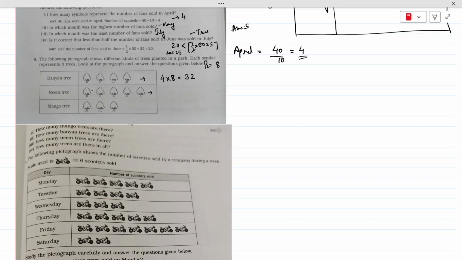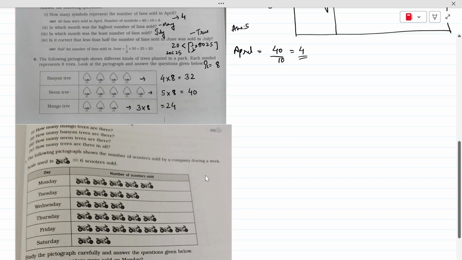Coming to neem tree, 1, 2, 3, 4, 5. So this is 5 multiplied by 8, which will give us 40. And this one is 3 multiplied by 8, which is equal to 24. So according to this pictograph given to us, there are 32 banyan trees, 40 neem trees, and 24 mango trees.